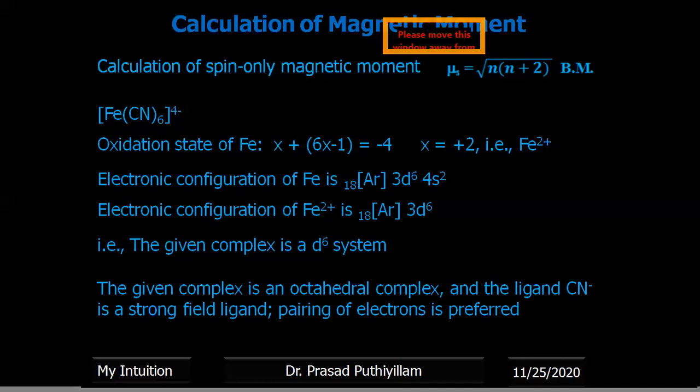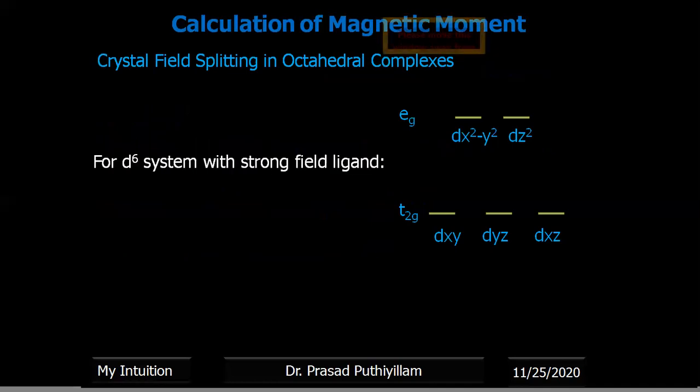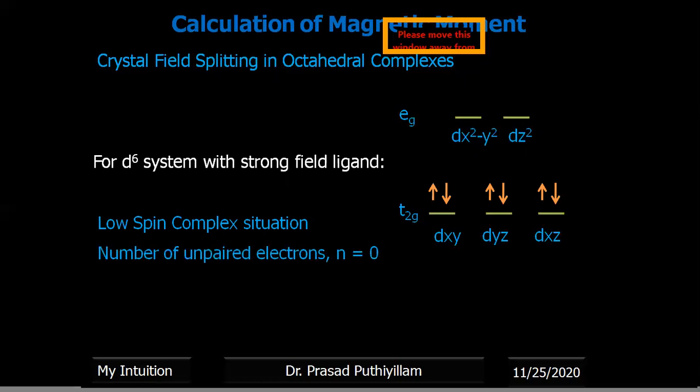In the presence of a strong field ligand, when we write the ligand field electronic configuration, pairing is preferred because cyanide is a strong field ligand. Therefore, for a d6 system with a strong field ligand, we write the electronic configuration as 1, 2, 3, 4, 5, 6, that is T2G6 EG0. Therefore, it is a low spin complex. The number of unpaired electrons is 0. So in the spin-only magnetic moment, n equal to 0 means the total value becomes 0.